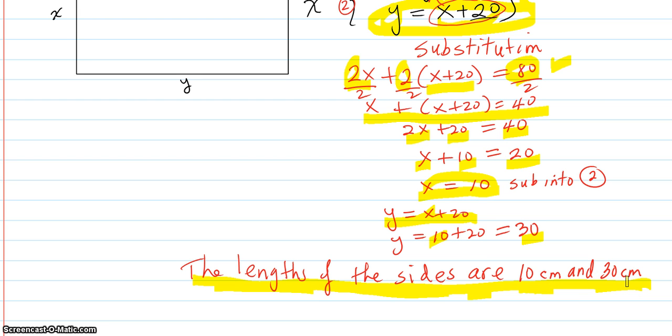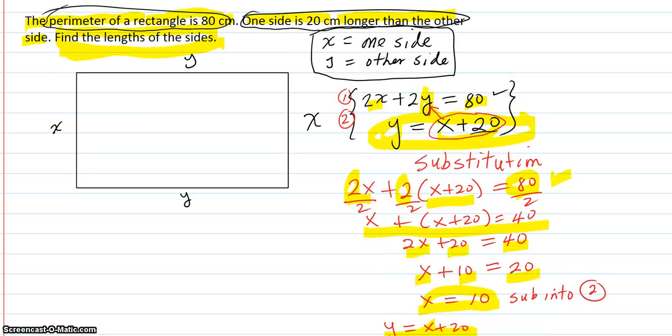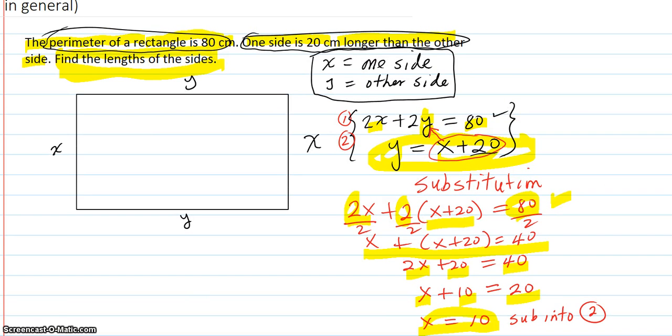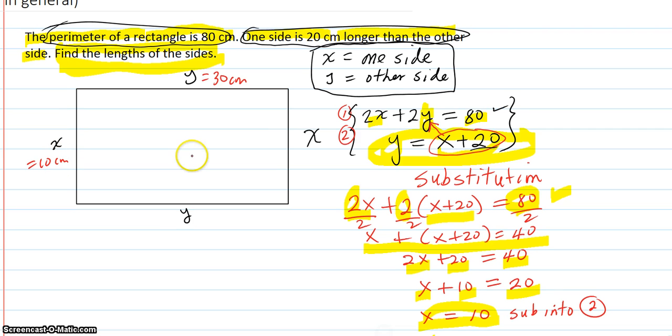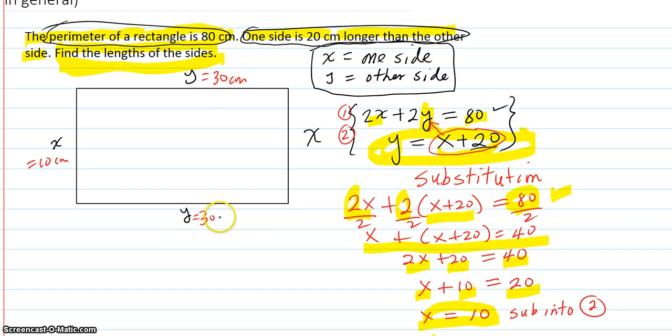Everything was in centimeters. Then you can go back and check it if you have the picture. So if this is 30 centimeters and this was 10, let's put it over here, 10 centimeters, so this would be 30, this would be 10. So 10 plus 30 plus 10 plus 30 is 80 total centimeters, and that's what we wanted, so it all checks out.